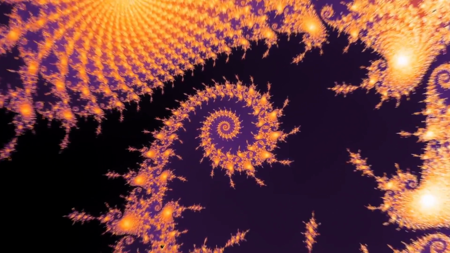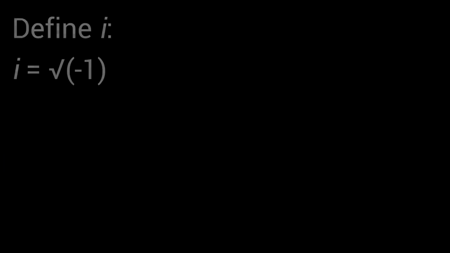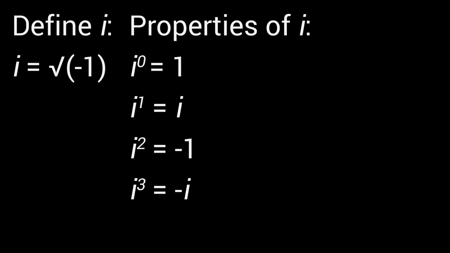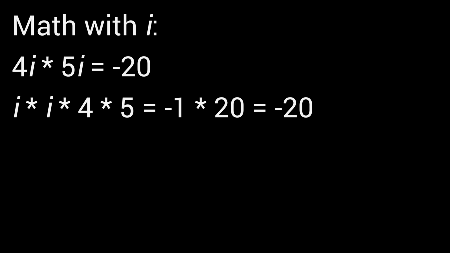Before we talk about the Mandelbrot set itself, let's establish a few key concepts. Firstly, let's define imaginary numbers. The imaginary unit, i, is defined by i is equal to the square root of -1. Here are some properties of it. Multiplying two imaginary numbers produces a real one with an inverted sign.